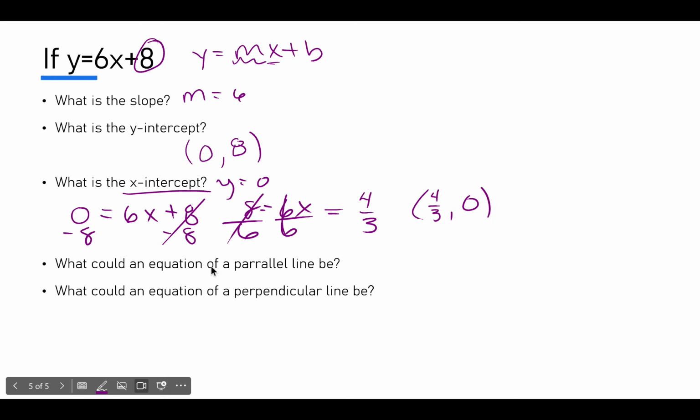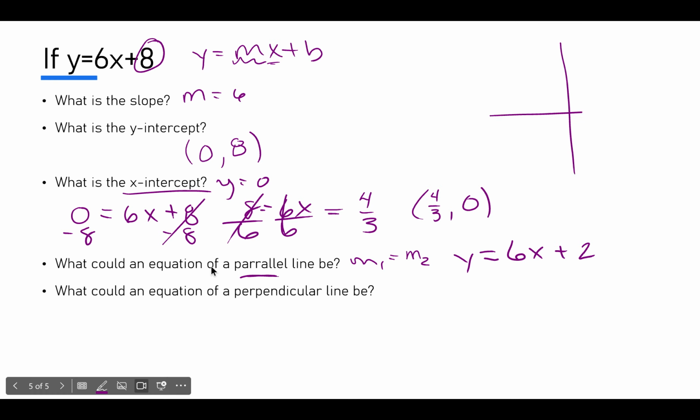Now, these last two are showing that you understand parallel and perpendicular. So saying, what can an equation of a parallel line be? If your lines are parallel, then your slope from your first line will equal the slope of your second line, but your y-intercepts have to be different because you don't want them to touch. So an equation that I can just make up would have to be y equals, has to have the same slope, so 6x, and then you can pick any number that's not 8. So if I wrote y equals 6x plus 2, that one would be a parallel line.